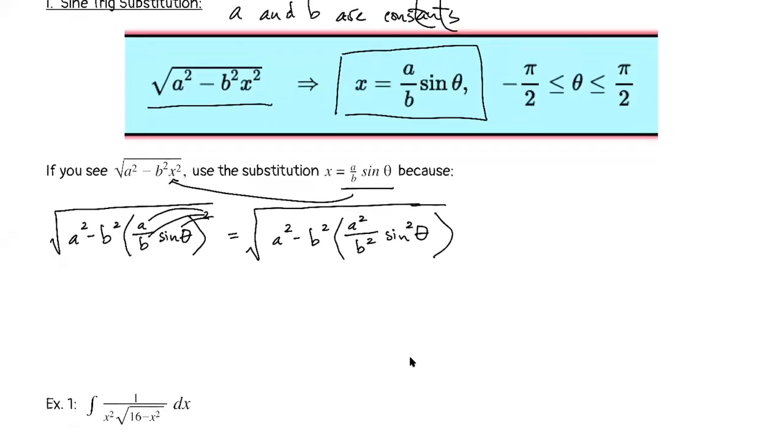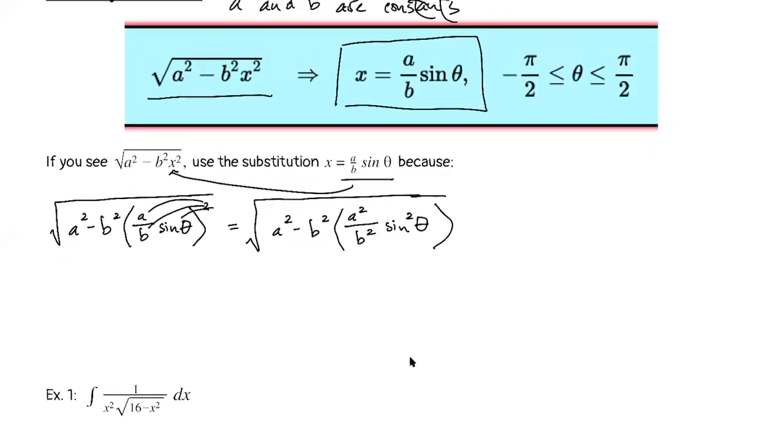Okay, where were we? This b squared and this b squared are going to reduce to 1, so we don't need those anymore. Once we've gotten rid of those, what do we have? We have a squared minus a squared sine squared theta. When I look at this, I see that both terms have an a squared. So I'm going to take that a squared and factor it out, but everything is still underneath the square root.